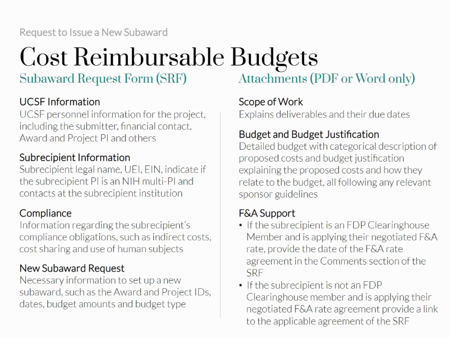This gives you an attachment of the F&A agreement if that information is not online or they are not an FDP clearinghouse member. If the subrecipient is an FDP clearinghouse member and applying their negotiated F&A rate, please provide the date of the F&A rate agreement in the comment section of the subaward request form. If the subrecipient is not an FDP clearinghouse member and is applying their negotiated rate, please provide a link to the applicable agreement in the comment section of the SRF.